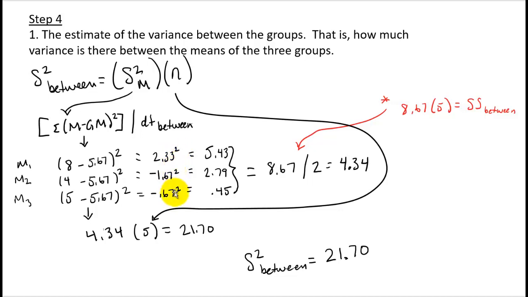Then we square these. When we square them, we get 5.43. This is our variance.